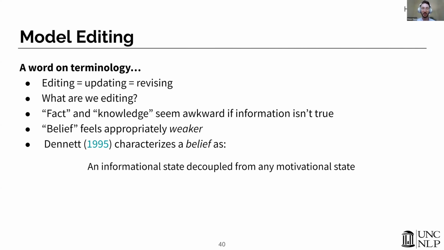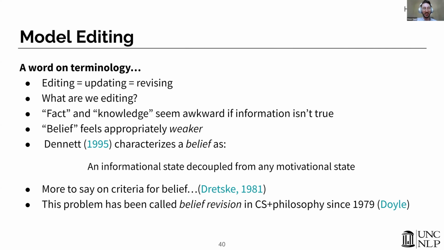We're talking about information in models. I don't think we want to make strong claims about whether the models truly know facts about the world or not. But I do think we want to be able to speak about editing information and updating information in models. So often I'll refer to that kind of information as beliefs. There's more to say about what it means for models to have truth-oriented beliefs, or even something approaching knowledge. And lastly, for what it's worth, the problem has also been historically called belief revision in computer science and philosophy.